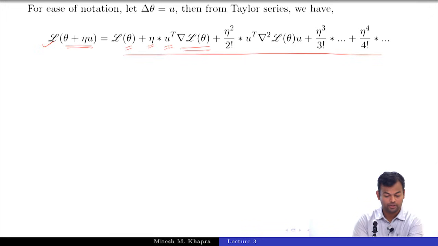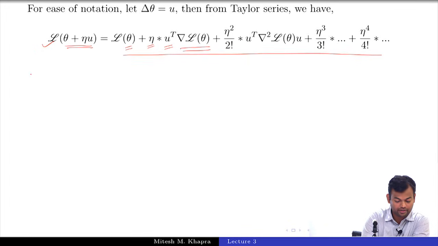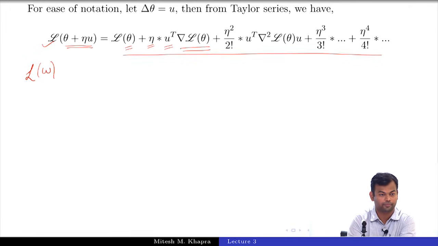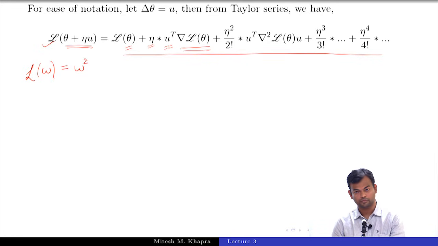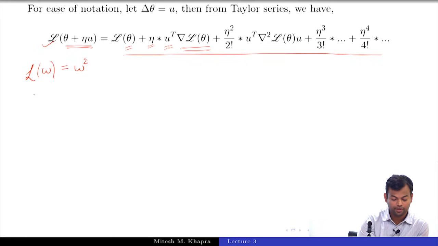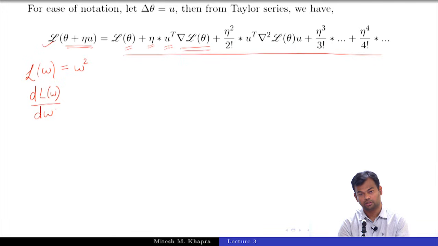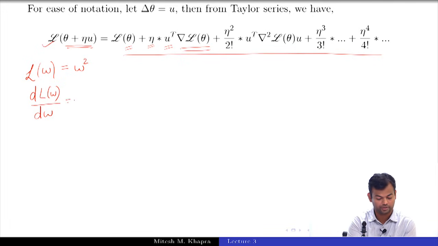Okay. So now suppose you have a function L. This is L in my handwriting. This is a function of W. Say this function is W square. Now what is this called? The derivative of the function with respect to W. This is the derivative, and you know this is 2W.